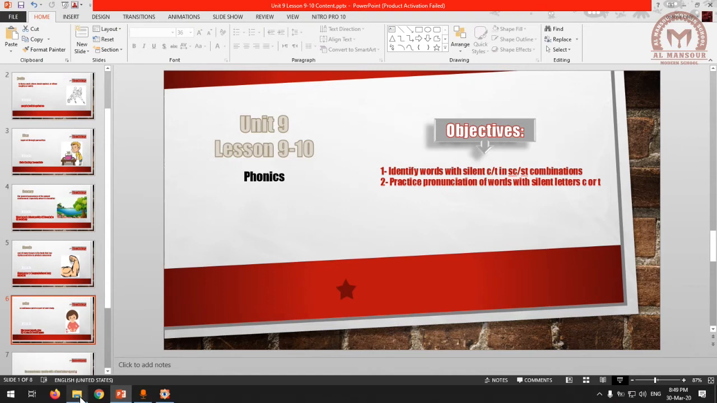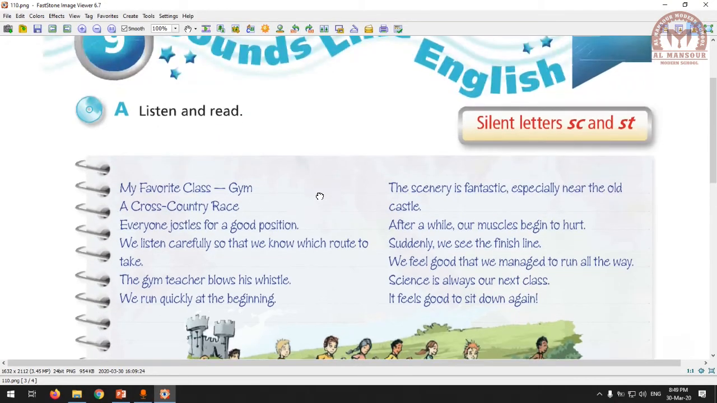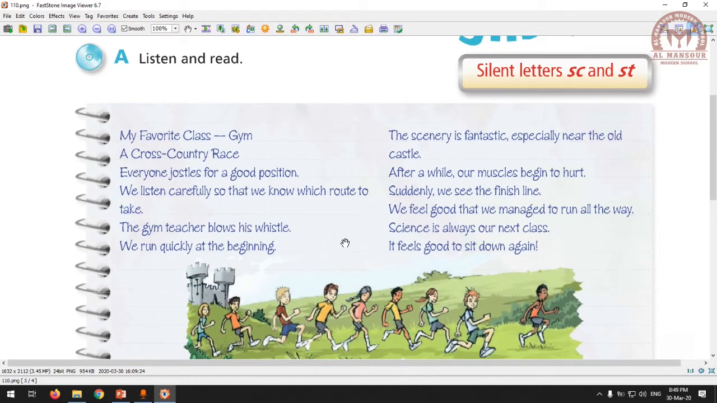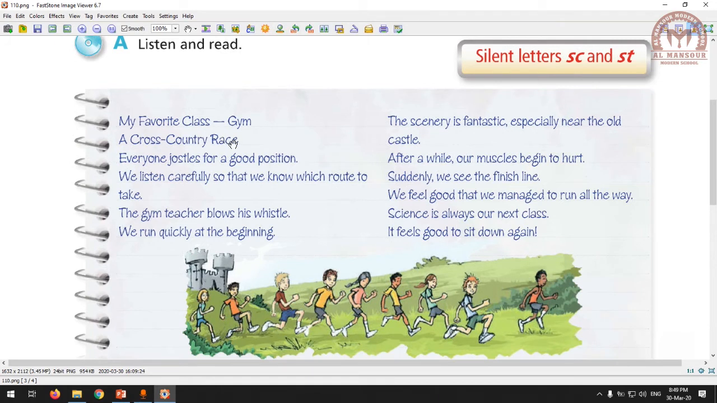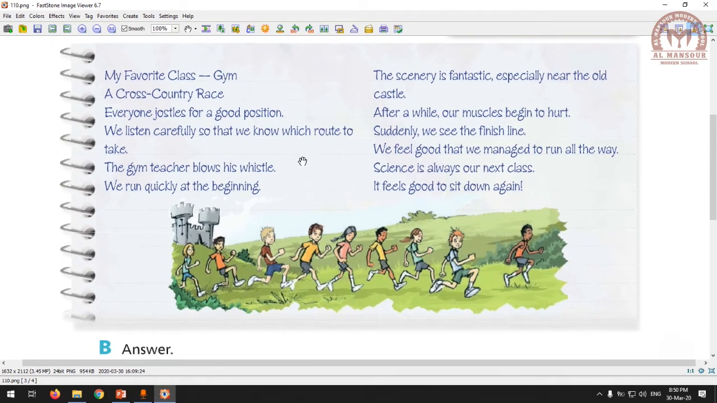Okay, let's go to the student book. I want you to open on page 110. Okay, so I'm gonna read this passage for you. My favorite class, gym, a cross-country race. Everyone jostles for a good position. Okay, a cross-country race means they are racing across the countryside. Okay, it's a long race where everybody is racing to reach the goal.